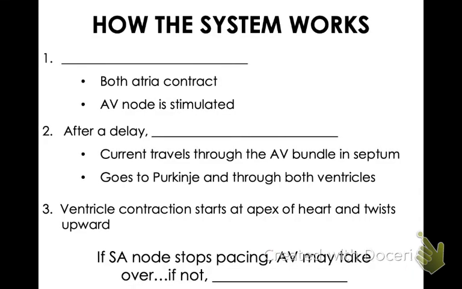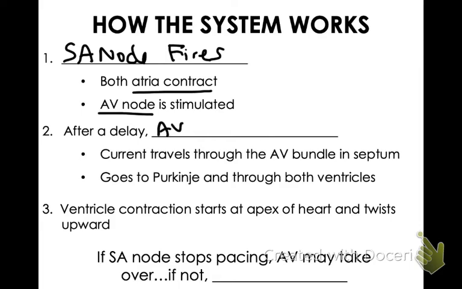All right, so first thing that happens is the SA node fires. That's at the top in the atria, so the atria contract. It sends the message to the next node, which is the AV node. There's a slight, split-second delay, and then the AV node fires. That delay allows the atria to contract first and send the blood down into the ventricles. Then the AV node fires and sends the message on into the ventricles, and that lets the ventricles contract a split second later.